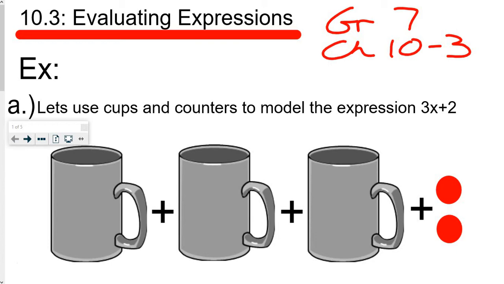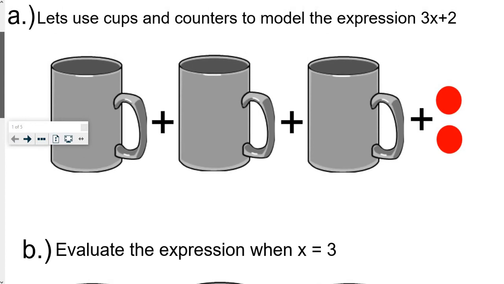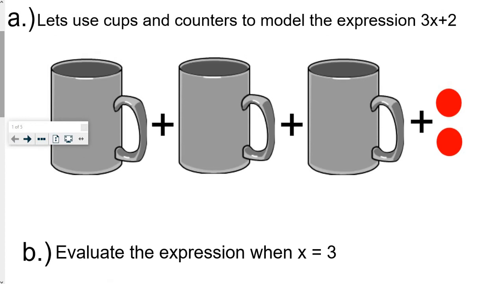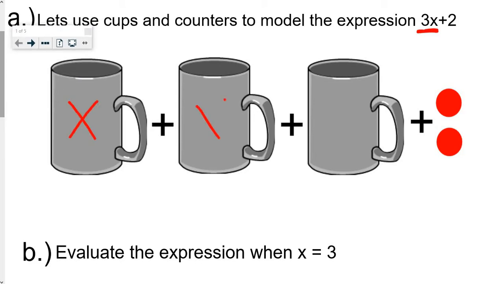Let's use cups and counters to model the expression 3x plus 2. For every x that we use right here, every x will equal a cup. So we have x, and this is x, and this is x, and then we have plus 2. If you remember back from integers, 2 reds equals a positive 2. So we have plus positive 1 plus positive 1. So 3x, there's 3 x's plus 2.